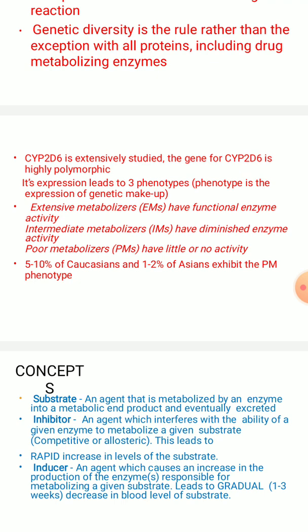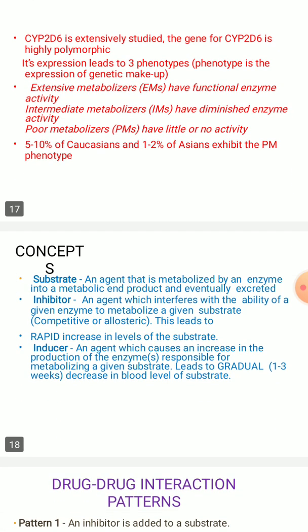activity. Almost 5 to 10% of Caucasians and 1 to 2% of Asians exhibit the PM phenotype, right? So let us now move on to the next concepts, that is substrate, inhibitor and inducer. What will be the effect of the substrate, inducer and inhibitor molecule on the cytochrome P450 monooxygenase enzyme?